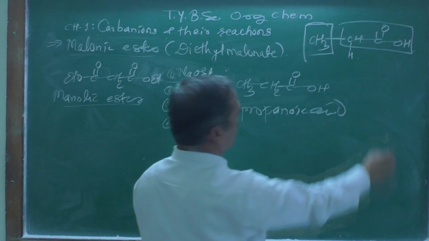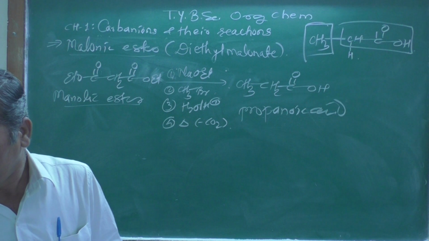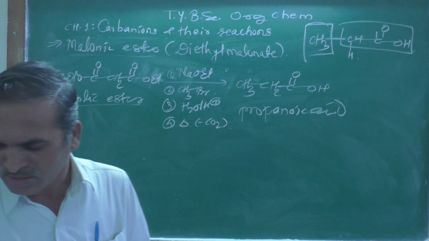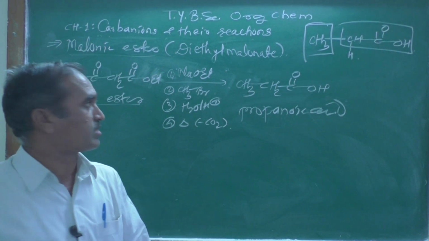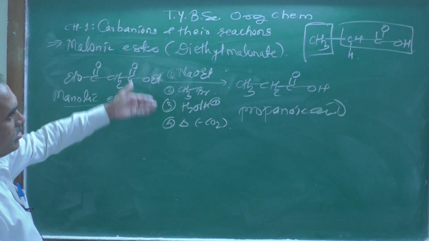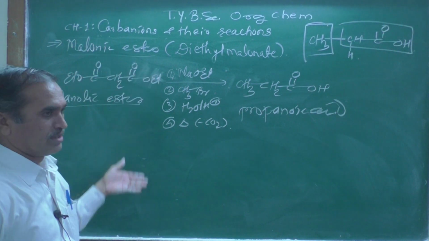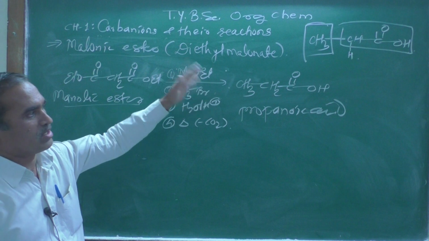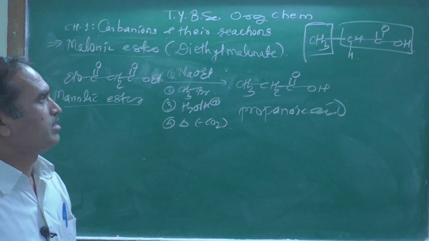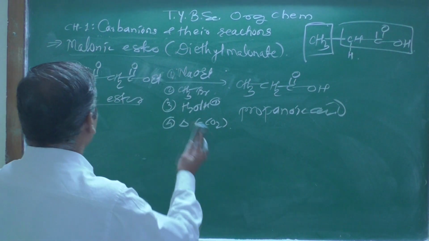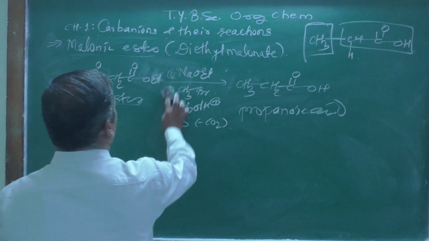Look, it is very easy to synthesize this compound in the laboratory. Now let us look at the reagents. There are four reagents I have used, and I got propanoic acid as the final product. Now let us look at the mechanism.